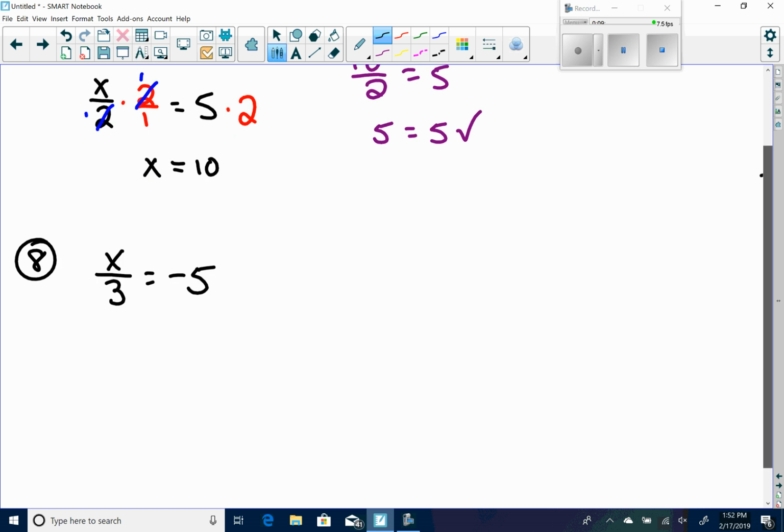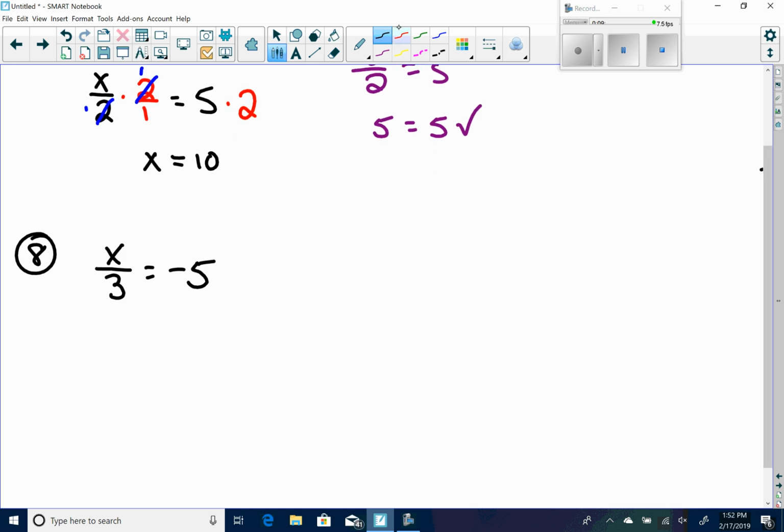What do you think I'm going to do in this case? I need to get rid of division by 3. Take this x divided by 3 and multiply it, you're right, by 3 over 1. Same thing on the other side. I'll multiply that negative 5 by 3. These 3's are going to divide out, leaving me with x. And a negative 5 times 3 will give us a negative 15.